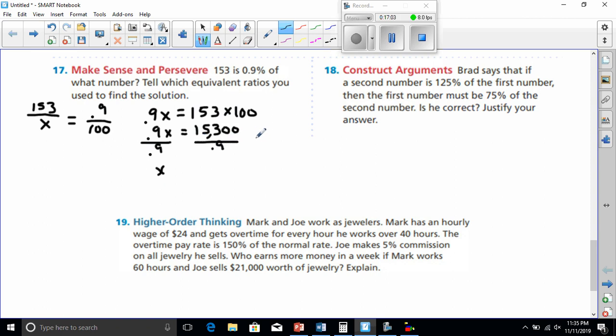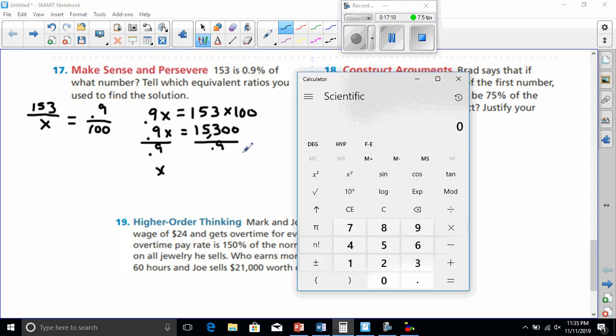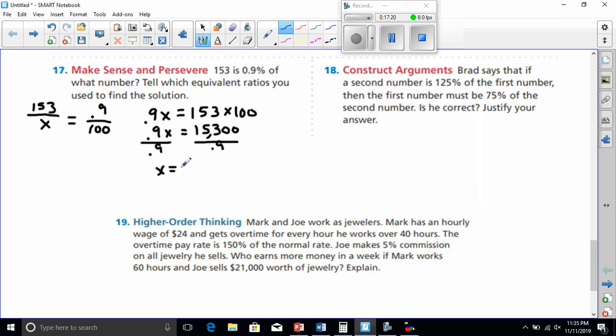Now I have 15,300 divided by 0.9. I'm going to get my calculator here to do this one. 15,300 divided by 0.9 will give me 17,000. So x equals 17,000.